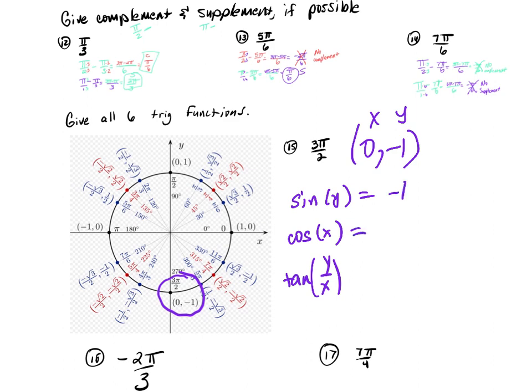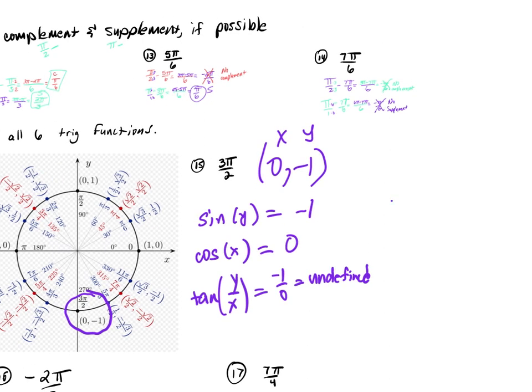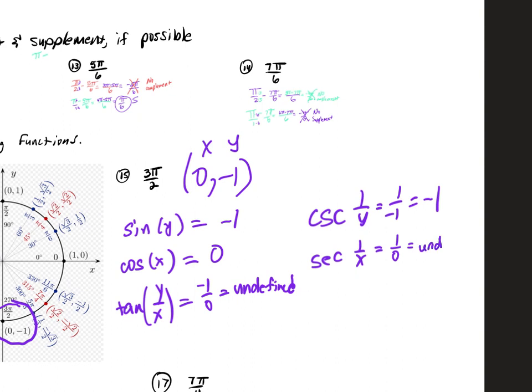What's the cosine of 3 pi over 2? What's the x value? 0. What's the tangent? Negative 1 over 0. What does that equal? Undefined. So if I have to do my cosecant, that's 1 over y. So it's 1 over negative 1, which gives me negative 1. My secant is 1 over x, which is 1 over 0, which gives me undefined, not 0. It's undefined. My cotangent is x over y. My x value is 0 over negative 1 gives me 0.